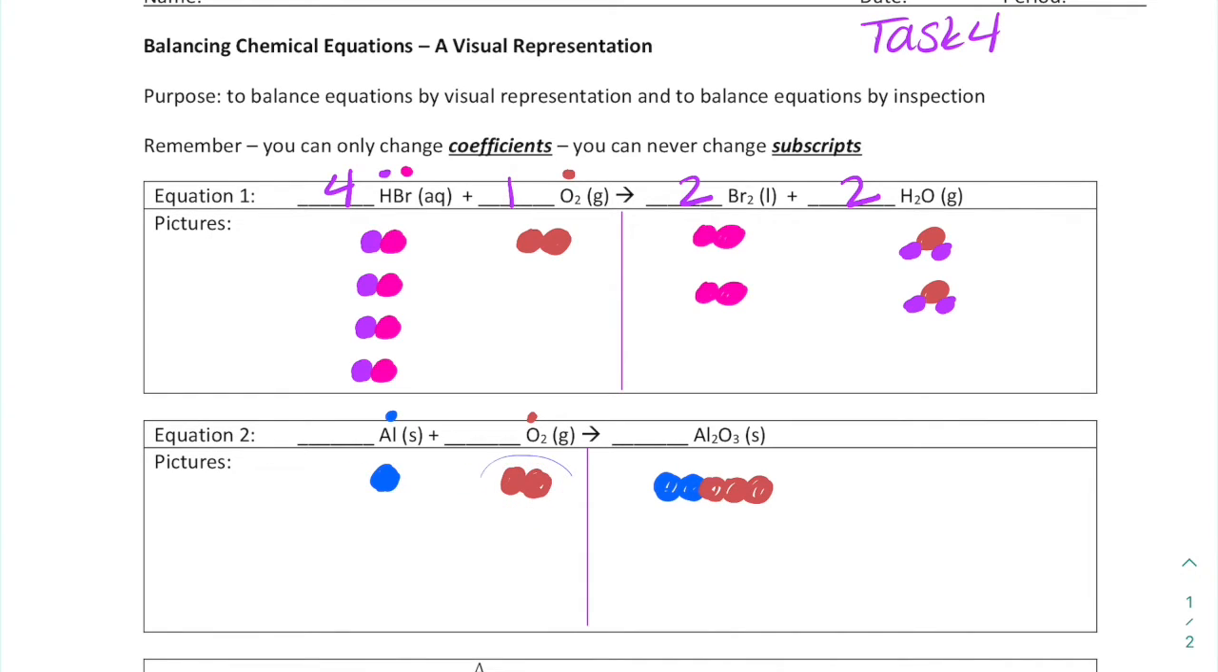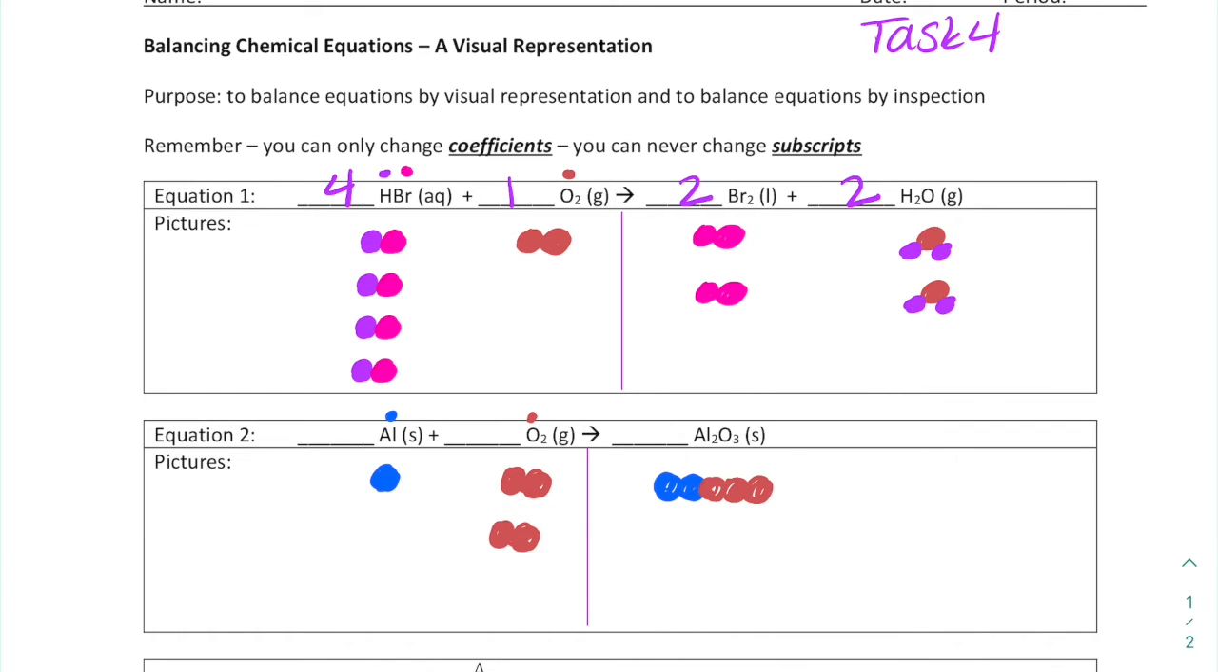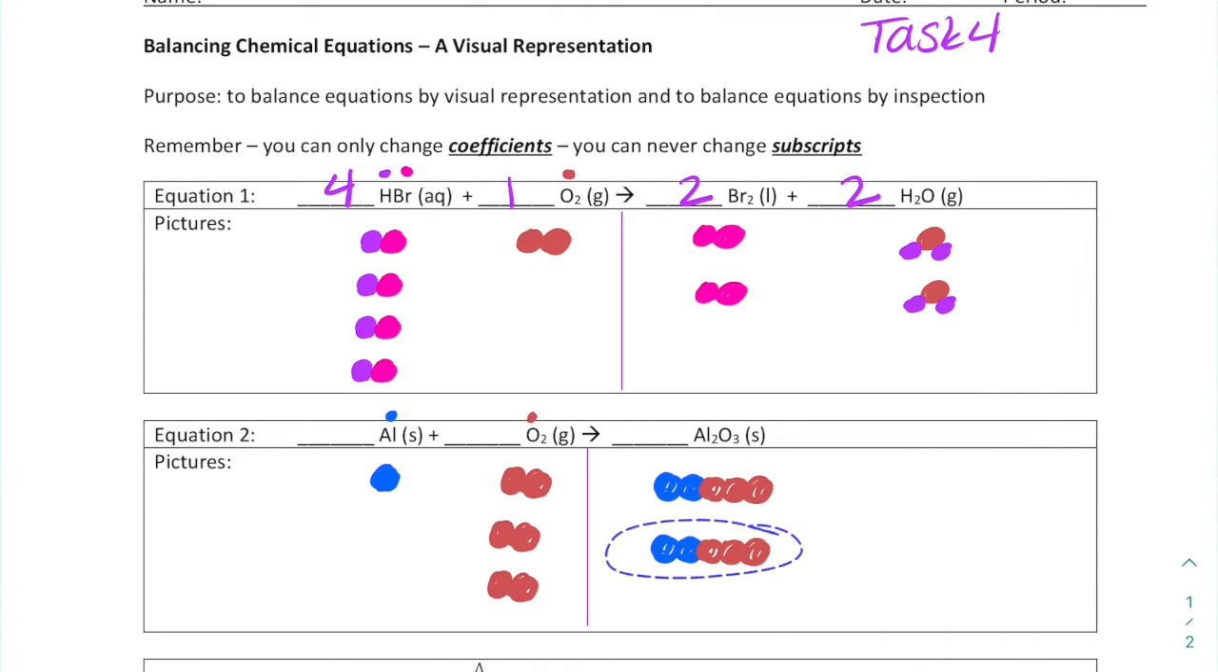I need more of these. I need 6 total atoms, so that means I need 3 molecules. And then I'm going to need another one of these to give me 6 total atoms of oxygen. So 1, 2, 3, 4, 5, 6. 1, 2, 3, 4, 5, 6. 6 and 6 oxygens. That's great.